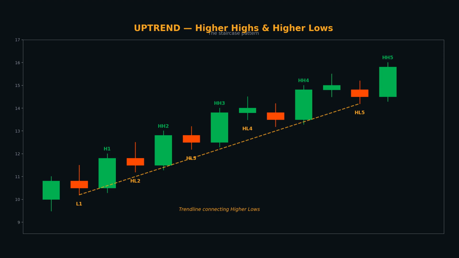Think of it this way. Each higher low is the market telling you, buyers are still in control. They're stepping in earlier than last time. They're not waiting for price to come all the way back down. They're eager, they're aggressive, and that's bullish.